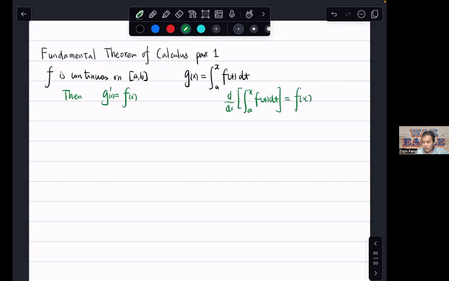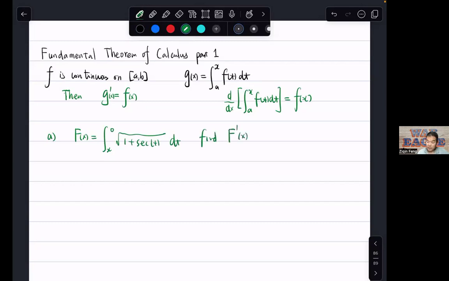So this is basically one way to figure out the antiderivative of a given function, right? Okay, so let's see a couple examples. The first one here is our function f of x is the integral from x to 0 of square root of 1 plus secant of t dt, right? We want to find f prime of x.